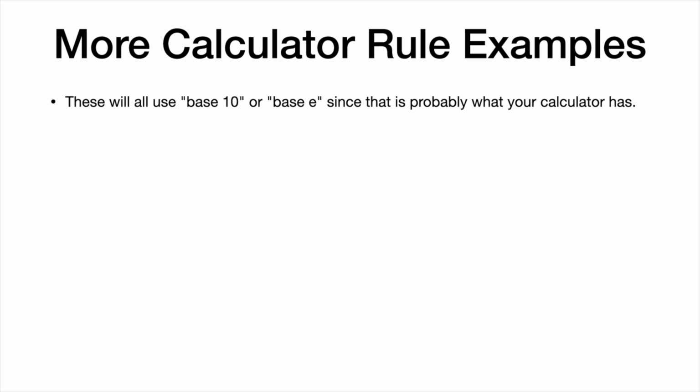But the rule itself, you can use any base for it. It's the calculator rule because your calculator is probably base 10, and so that's what you'll have available. So start out, log base 4 of 16. Think about how you would put that into your calculator using the calculator rule.